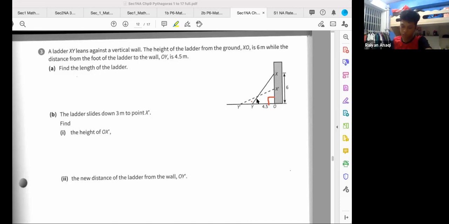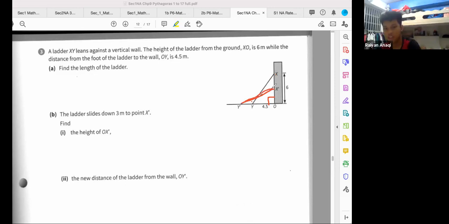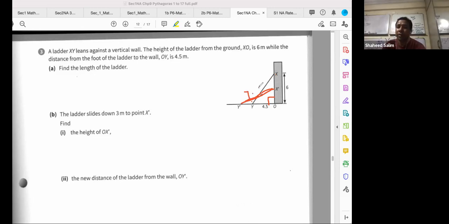Is the answer 7.5? Well done. So now 7.5 is for this, right? Oh, sorry, yes. So this is correct. Then it slipped down to here. Do you think the length of the ladder will change or stay the same? It's the same. It cannot change. Okay, so this is 7.5 still.